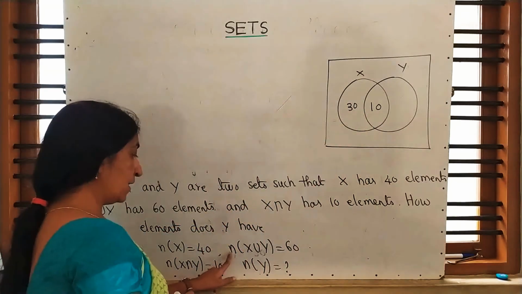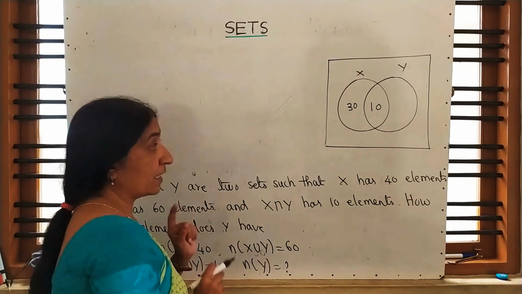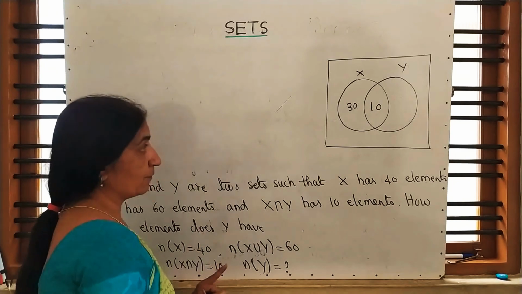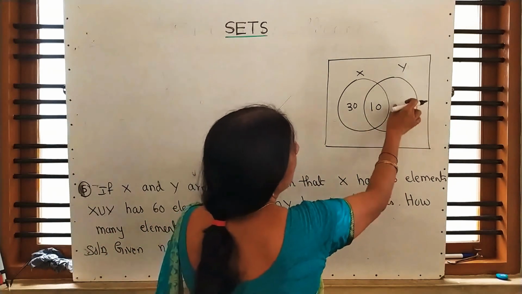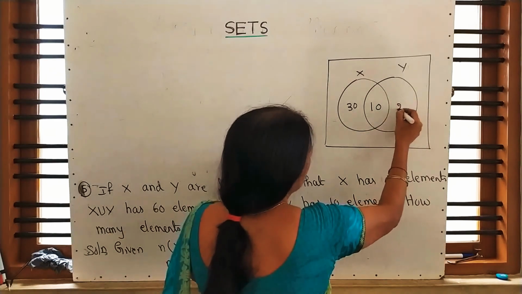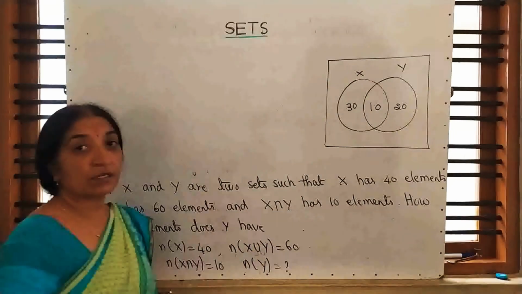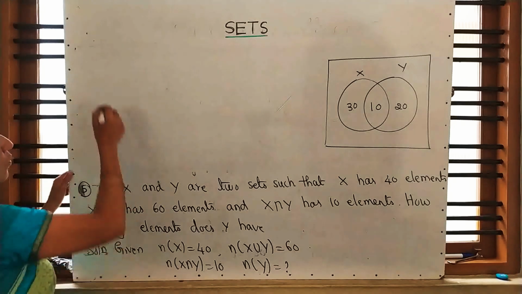And n of X union Y. X union Y is what? 60. Already it is 30 plus 10. To make it 60, how many is required? Here we required 20. Correct or what? Without formula. Now I am writing the formula.